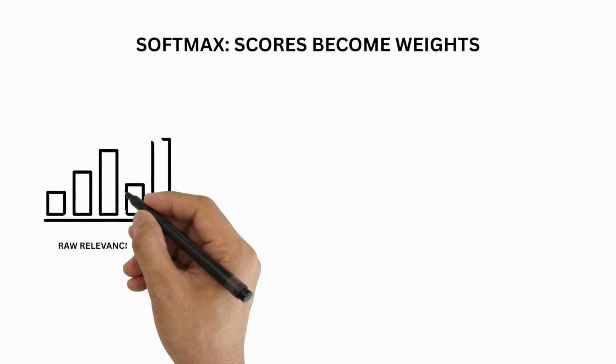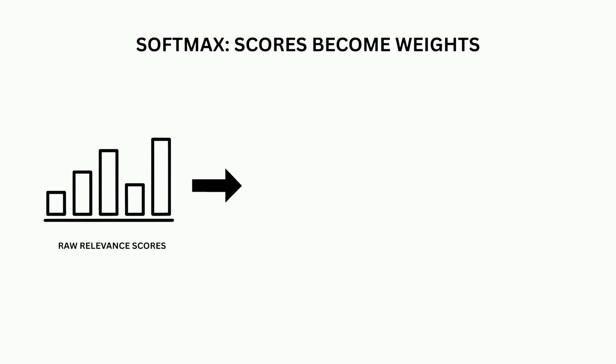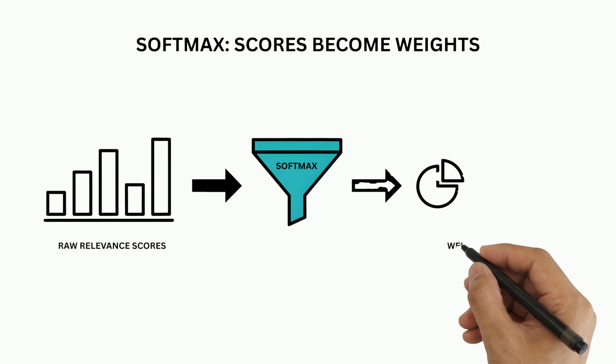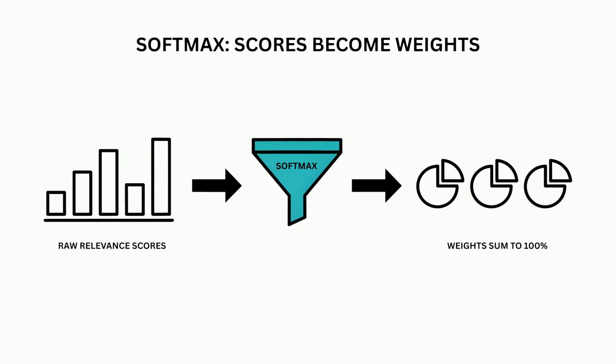Once every earlier state has a raw relevance score, the network needs to turn those scores into something it can actually use for weighting. That's the job of a function called softmax. It takes the raw scores and converts them into a set of weights that are all positive and add up to exactly 100%. The state that scored highest ends up with the largest slice of that weight, but every earlier state still gets at least some small share.